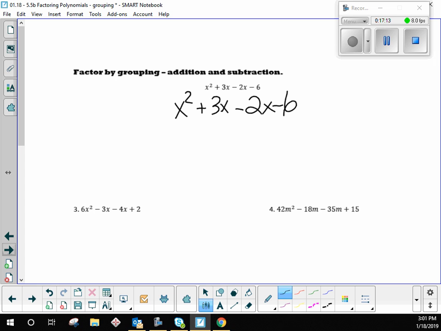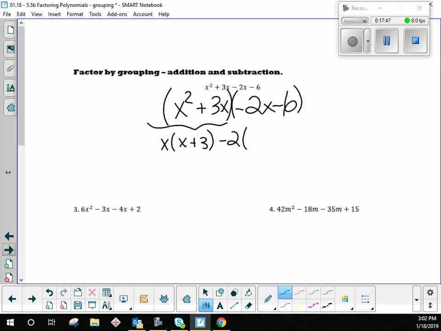And step 1 stays the same. We're going to group the first two and group the second two. And take the GCF of the first one, which is x, that's right. So it's x times x plus 3. And then the next one, minus 2, but here's what I want to drive home.